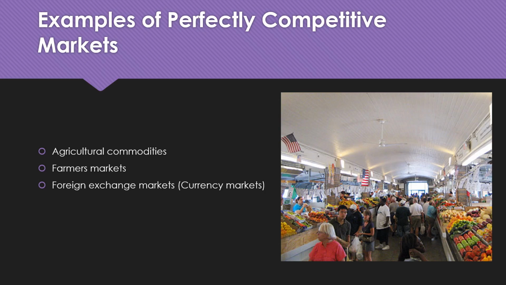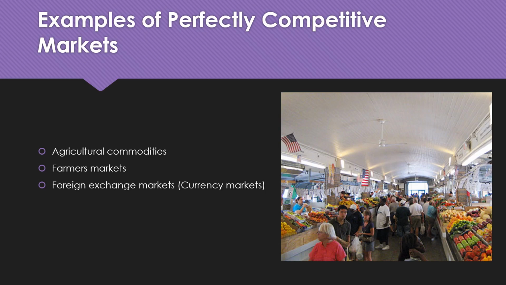Because if it's an indistinguishable product and there's no transaction cost from turning your body and buying it from someone that's selling it for cheaper, you don't really have influence over the price as a seller.